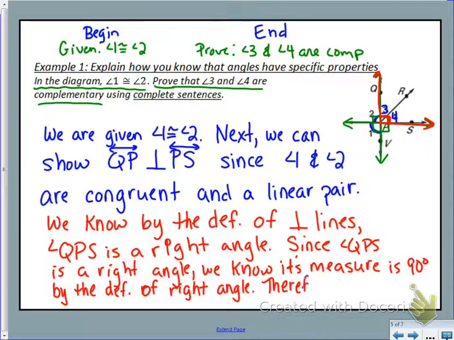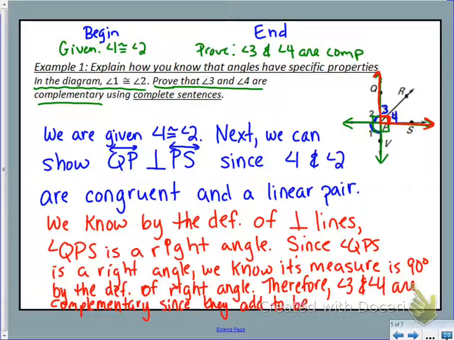Therefore, angle 3 and angle 4 are complementary since they add to be 90 degrees. So if we look at this, we've gotten to our ending. We've decided that they are complementary because we've established that they add to be 90 degrees. So that's our proof for this particular example.